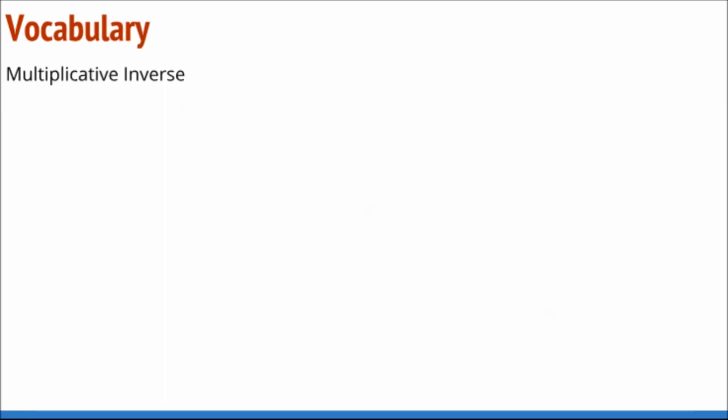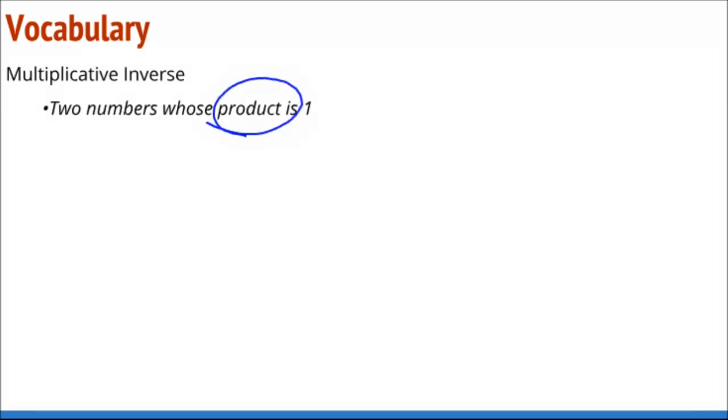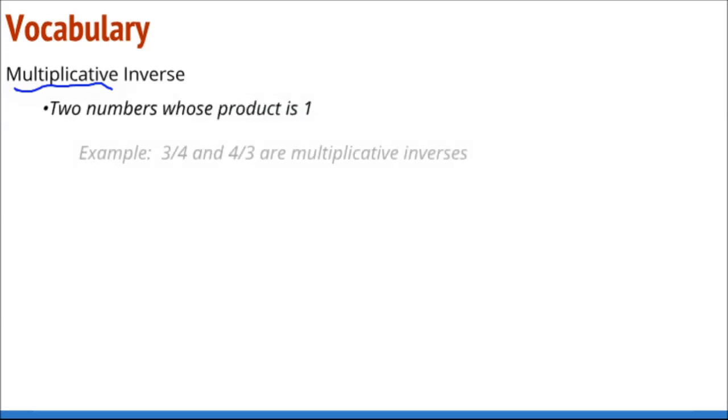All right, so we have a vocab word that we'll need to pay attention to today. It's called multiplicative inverse. So obviously it's got something to do with multiplication, and we need to know what an inverse is. A multiplicative inverse is two numbers whose product is 1. So product means we're doing some multiplication, and when we multiply, we will get 1.